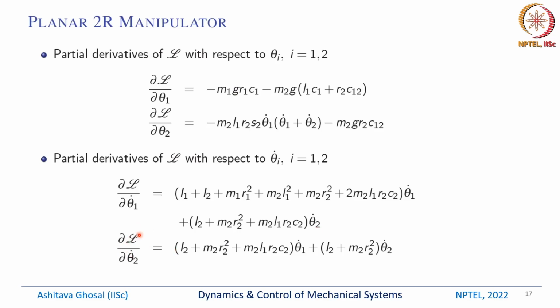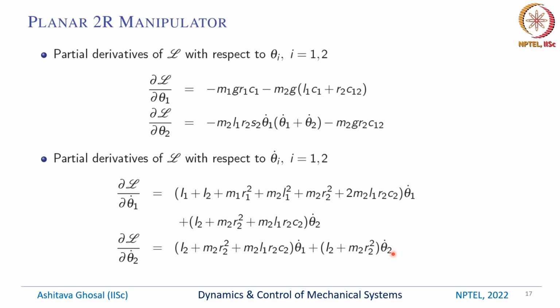The partial of Lagrangian with respect to theta 2 dot is a little bit simpler. But nevertheless we have a term which is m2 l1 r2 c2. And then of course I2 plus m2 r2 square into theta 1 dot and I2 plus m2 r2 square into theta 2 dot. Okay, so this is very mechanical.